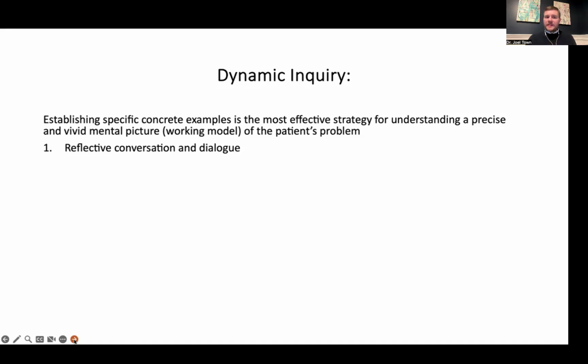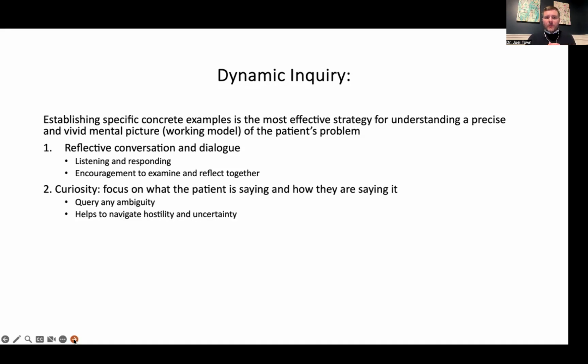And this dynamic inquiry is going to involve a reflective dialogue with ourselves and the client, where we listen to what they say and we reflect back what they say to understand the themes which manifest. We always want to adopt a curious stance. So we want to listen to both what the patient is saying, but how and why they're saying what they're saying. When we see differences or ambiguity around what they're saying and how they're saying it, we want to query those. And ultimately, we want to help a person understand and make sense of the uncertainty and hostility they experience day to day, and in even understanding themselves.